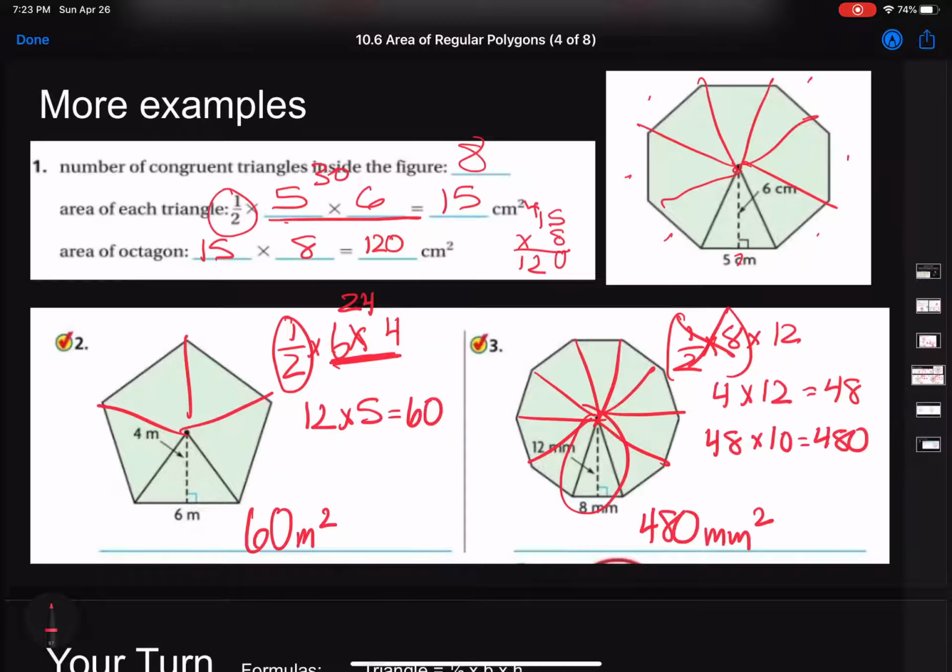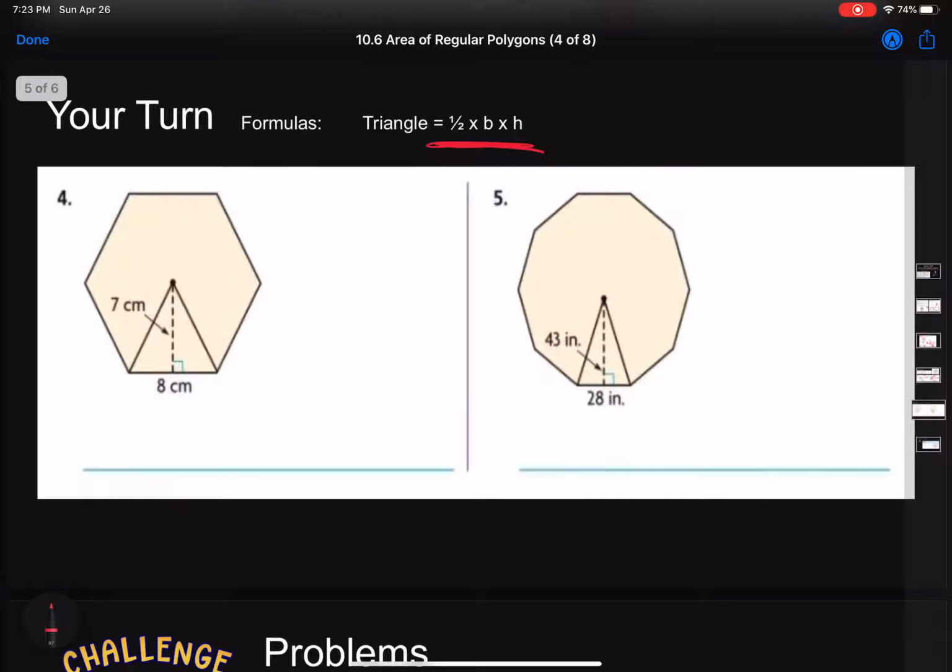I mean, this is it. This is all you have to do on this lesson. Here are 2 more. It might be a good time to stop and try to do these on your own, and then play the video, and then see if your answers match up with mine.